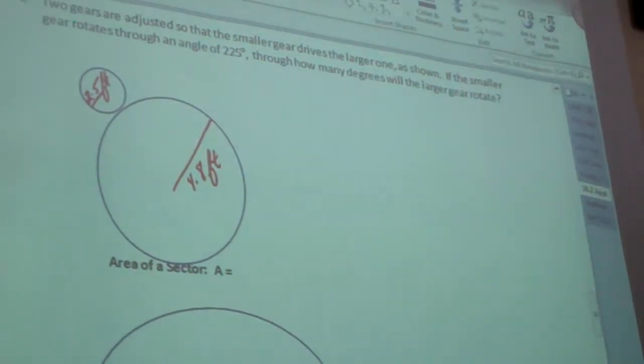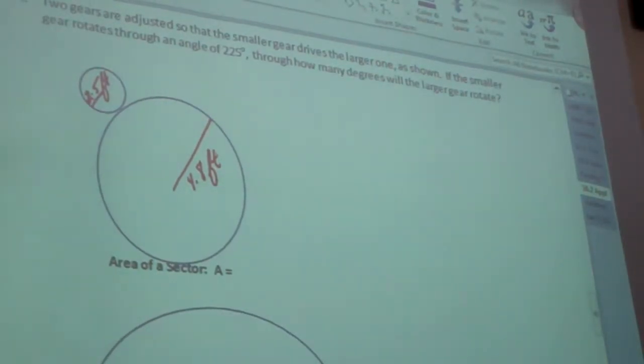If the smaller gear rotates through an angle of 225 degrees, through how many degrees will the larger gear rotate? Obviously, because the radii are different, the circumferences are different. So one rotation of the smaller gear covers a different amount than one rotation of the larger gear. Make sense? So you need to figure out how much of a circumference the smaller gear is actually taking, compare that to the larger gear, and then translate that back to degrees.